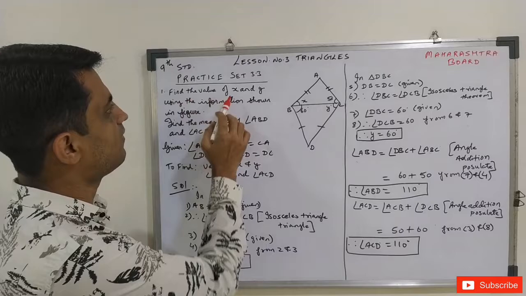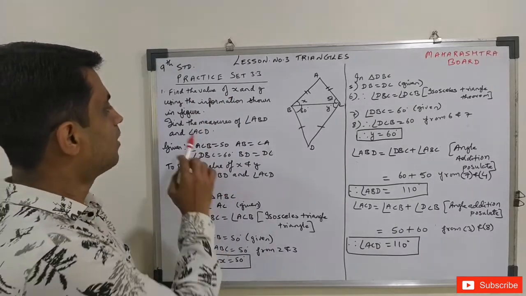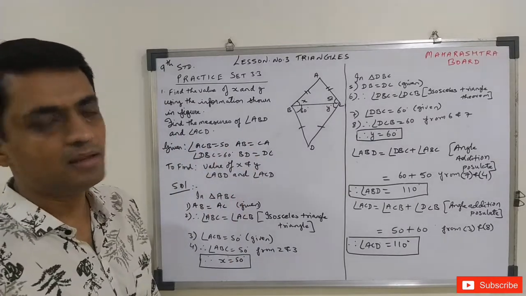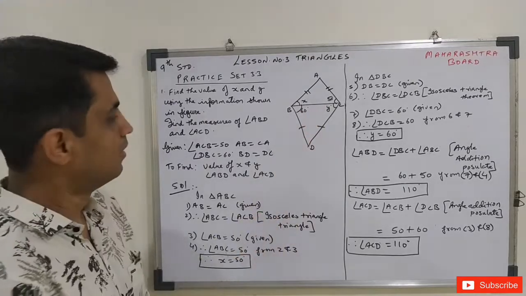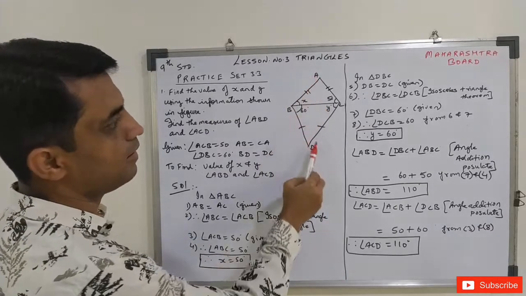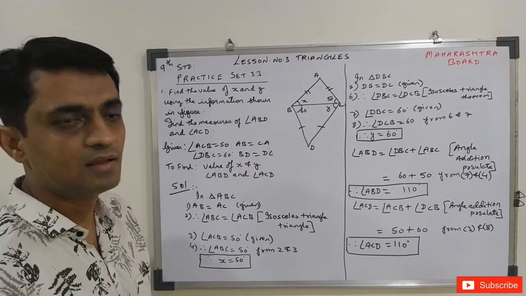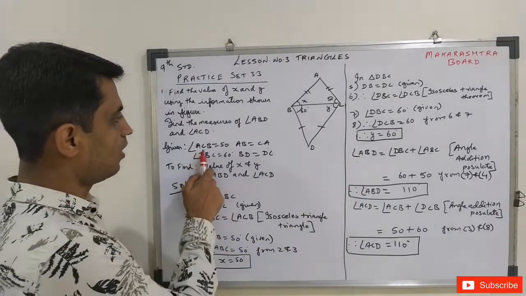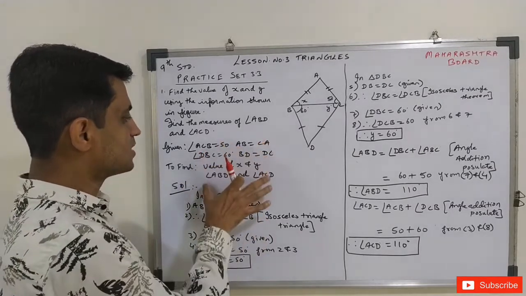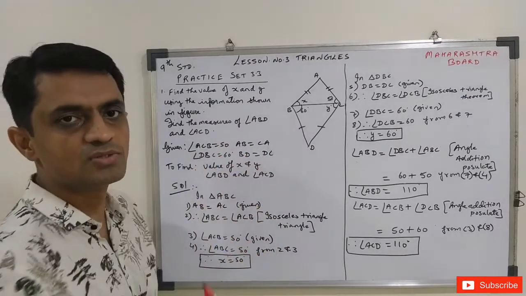Now here, find the values of x and y using the information shown in the figure, and also find the measures of angle ABD and angle ACD. This is the diagram given to you, and you have to find x and y, and find angle ABD and angle ACD. Very easy sum. How to do? I have written all the given and what we have to find. This is what you have to write in the exams also. Please always write given, to find, and the solution.